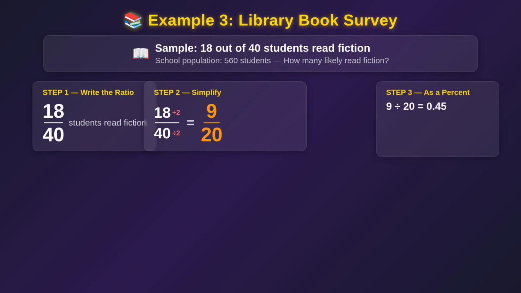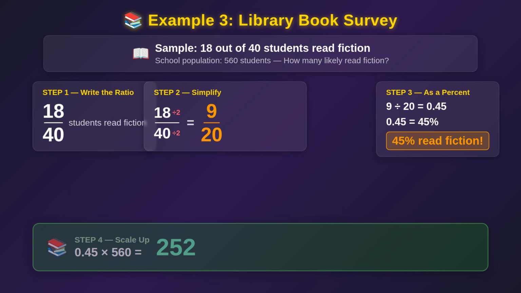Step 1. Write the ratio, 18 out of 40. Both 18 and 40 are divisible by 2. 18 divided by 2 equals 9, and 40 divided by 2 equals 20. Simplified ratio, 9 out of 20. As a percent, 9 divided by 20 equals 0.45, which is 45%.